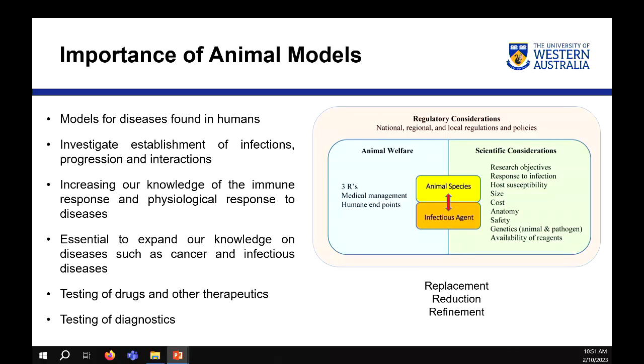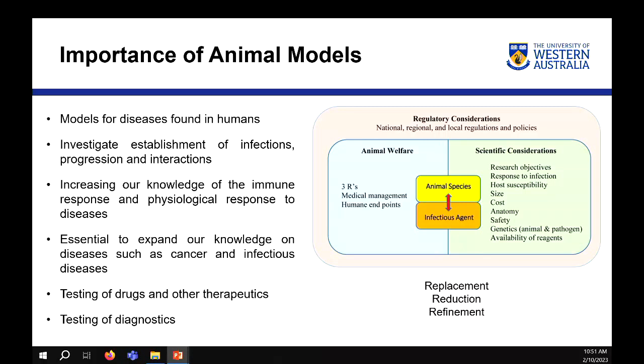So the importance of animal models, well, they are really important for us to understand diseases, what effect the bacteria or whatever pathogen has on the body, and how the body responds to the disease. This helps us to expand our knowledge on diseases such as cancer and infectious diseases. This is a really important point: for us to understand a disease, we have to be able to look at it in the model to see what reactions occur, and then use these models to test drugs and other therapeutics, and of course testing of diagnostics as well.